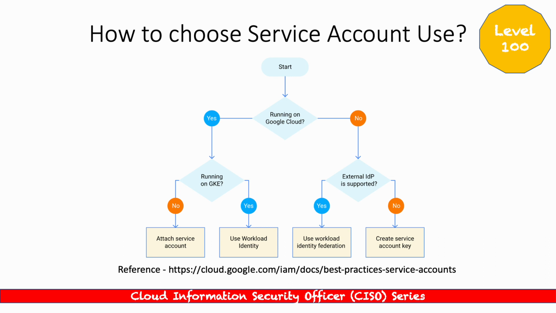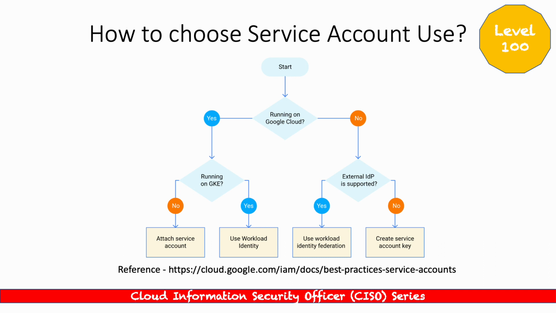So if we are running in Google Cloud, the next question is are we running some kind of automated application or something? In this example, it's looking at the Google Kubernetes cluster. Now, if we're not running in a Google Kubernetes cluster, then we can attach a service account. But if we're running in a Google Cloud Kubernetes environment, then we would use workload identity. So just a separation of two different use cases.